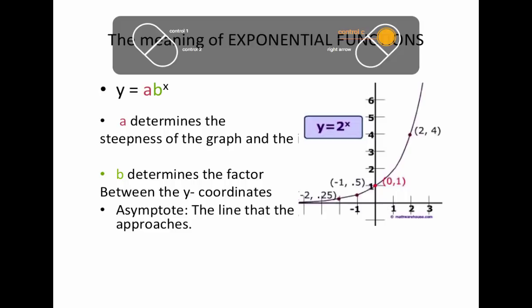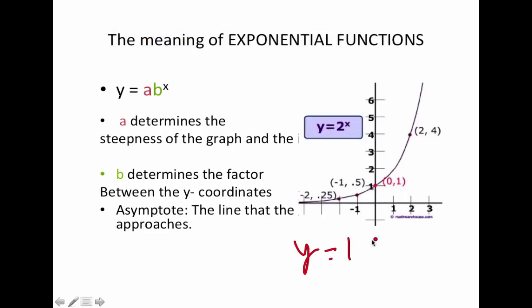So y equals 2 to the x. If you think about 2 to the x, y equals 1 times 2 to the x. And if you just pull points, if x is 0, 1 times 2 to the 0. 2 to the 0 is 1, so there's my point (0, 1). Put in a 2. Y equals 2 squared. That's going to be 4. So there's our ordered pair.